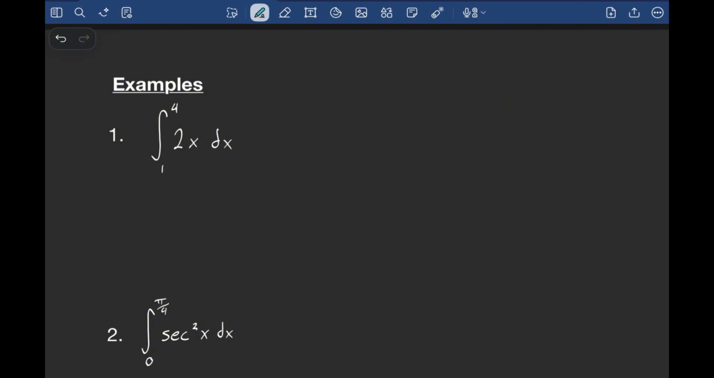All right, so let's do some examples. Our first one here is we have the integral from 1 to 4 of 2x dx.